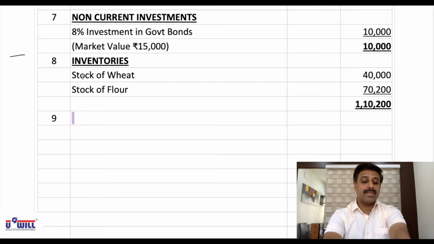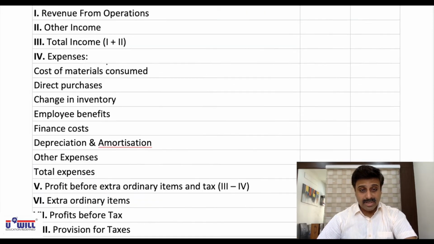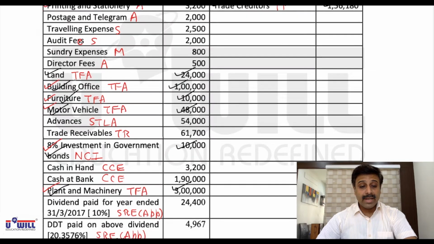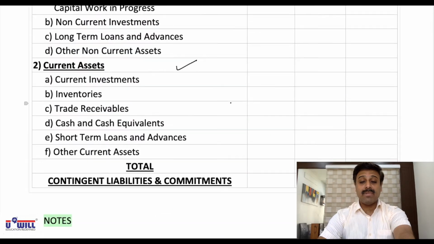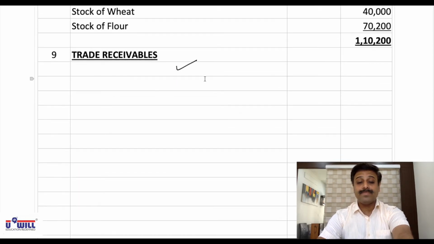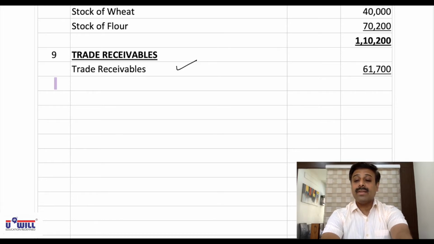Then after inventories, trade receivables. So all the items marked as T, only one item is there, directly trade receivables are given to you. They are 61,700. Okay, trade receivables 61,700. That itself will be the total 61,700.